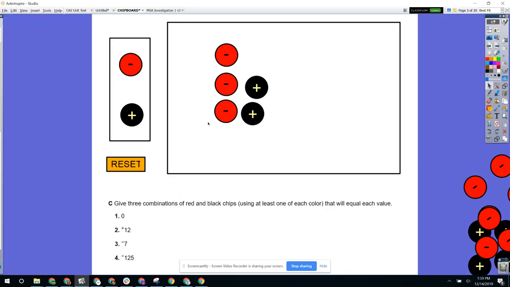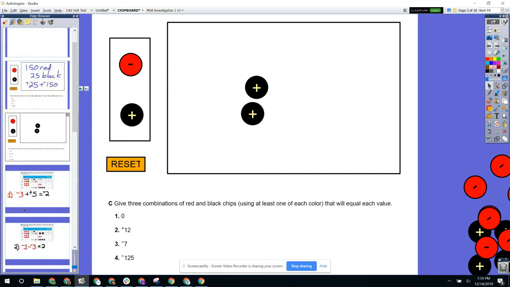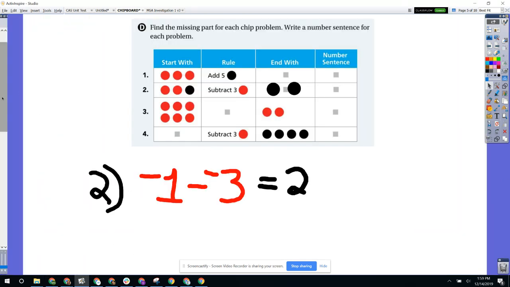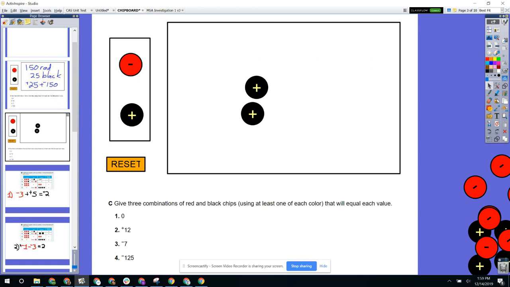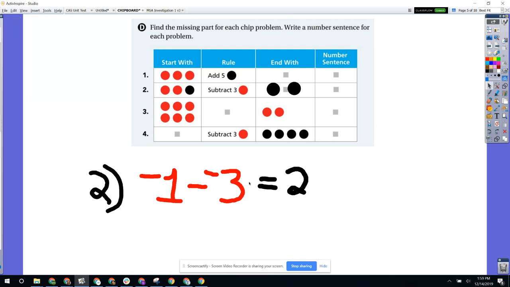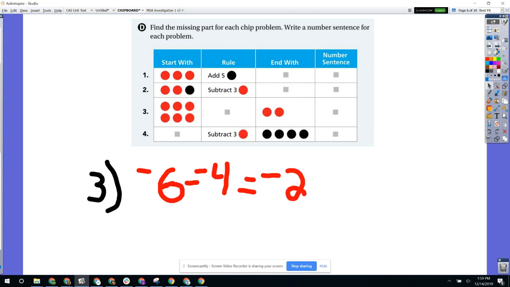But in this scenario, we can actually highlight and remove 3 red chips. So if we take away 3 red chips, or we take away 3 negatives, we will end up with a +2. Taking away 3 negatives is making it 3 more positive, is another way of looking at it. So the number sentence is -1 minus a -3 equals a +2. We're going to definitely practice this a lot in this unit.